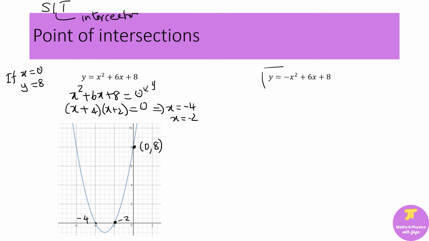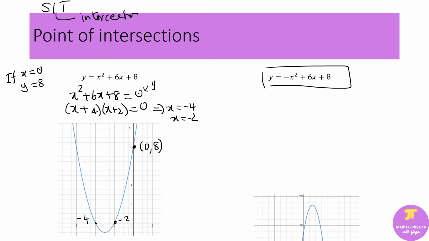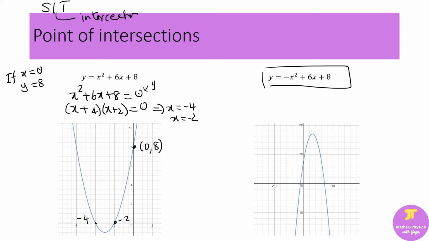And what about this one? This one we already know that this graph is upside down. If you want to solve this one, first we need to find the y-intercept. x equals 0, y equals 8. So this intercept is (0, 8).